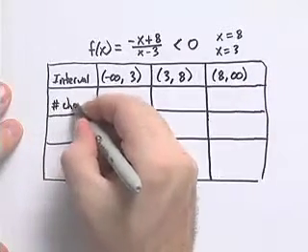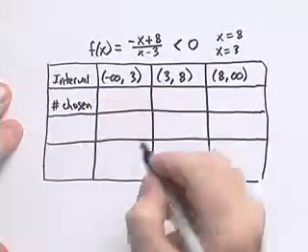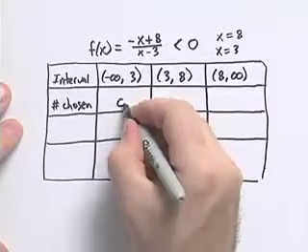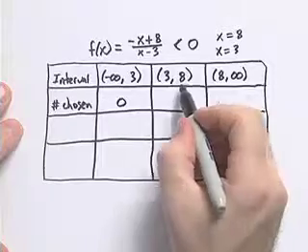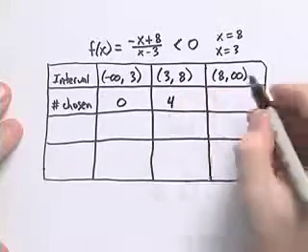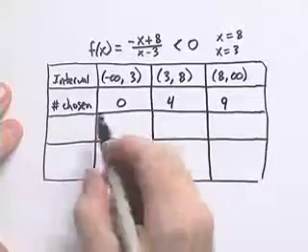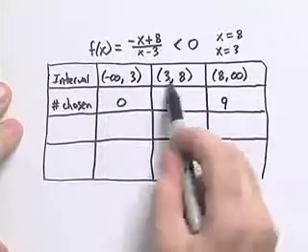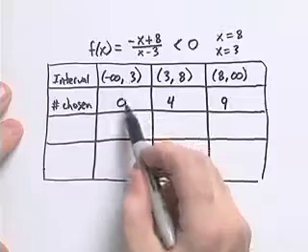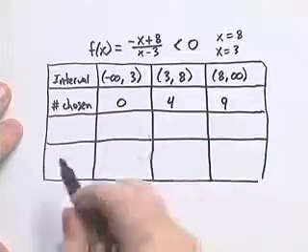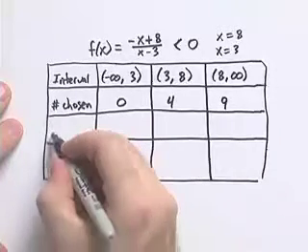Next, we need to pick a number in each of these intervals that we want to test our function at. So in the first interval, negative infinity to 3, we want to pick 0. From 3 to 8, we'll pick 4. And from 8 to infinity, we'll pick 9. Now it's important to know you could pick any value inside each of these intervals, but you want to try to pick something close to the endpoints, something nice to work with. So we used integers, and 0 is a nice number to work with.